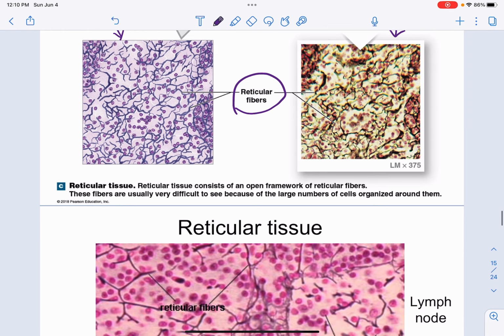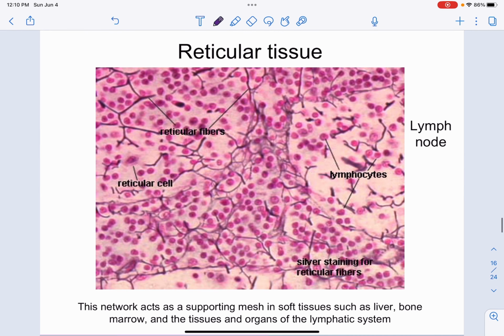Now, let me show you one other image of reticular tissue before we move on to dense connective tissue. This is another nice histology image showing you reticular tissue, with the reticular fibers forming the mesh network. This is an actual image of a lymph node, so you're going to see some white blood cells located here. Again, this network acts as a supporting mesh in soft tissue such as liver, bone marrow, and the tissues and organs of the lymphatic system.